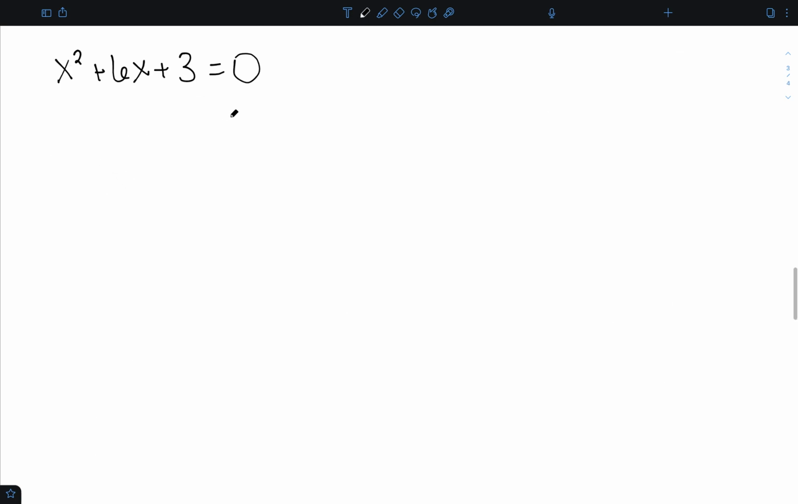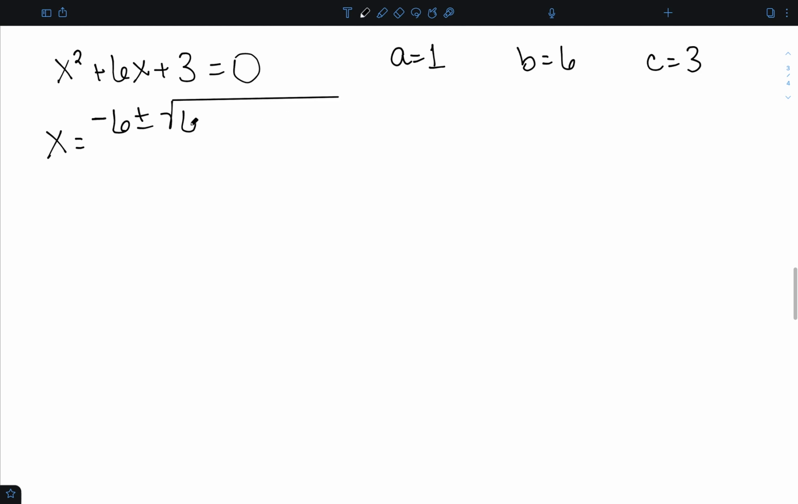Next, let's look at x squared plus 6x plus 3 equal to 0. In this case, I have a is equal to 1, b is equal to 6, and c is equal to 3. My quadratic formula says negative b, so minus 6, plus or minus the square root of b squared, or 6 squared, minus 4 times a times c, that would be 4 times 1 times 3, all over 2 times a, which is 1.